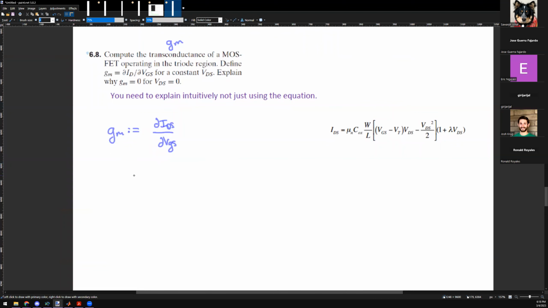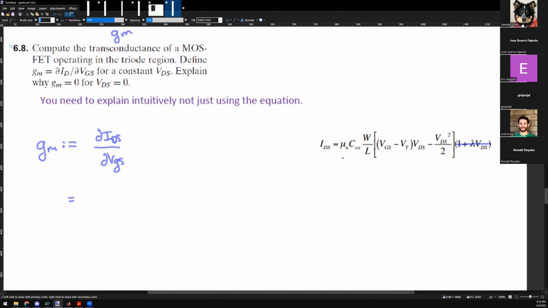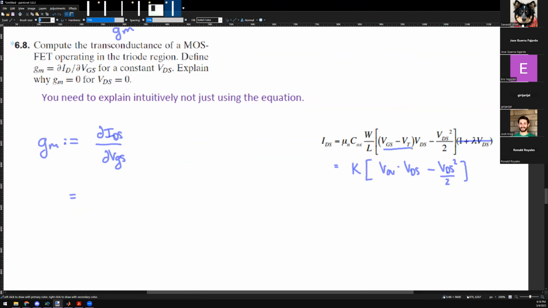Okay, so let's find the derivative. We ignore the lambda VDS, and the assumption is because it's really small, right? Yeah, let's just assume that for now. Okay, so we do GM, the derivative with respect to VGS. I'm just going to rewrite this part as K, and I'm going to call this VOV, times VDS minus VDS squared over 2. VOV is VGS minus VT, right? By my definition, yes. Gotcha.